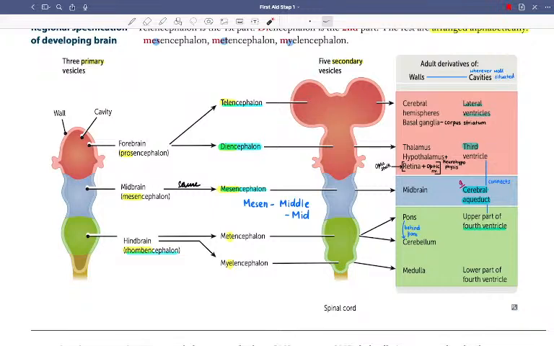I forgot this in between. Sorry, I was actually not looking at it. Alright, Prosen was Telan, that we remembered. But Prosen also gives rise to Dian. So Dian is all thalamus, hypothalamus, everything related to emotions basically. Emotions, hunger, all the reflex activity. Dian, you can say diencephalon, you can basically say Dian.